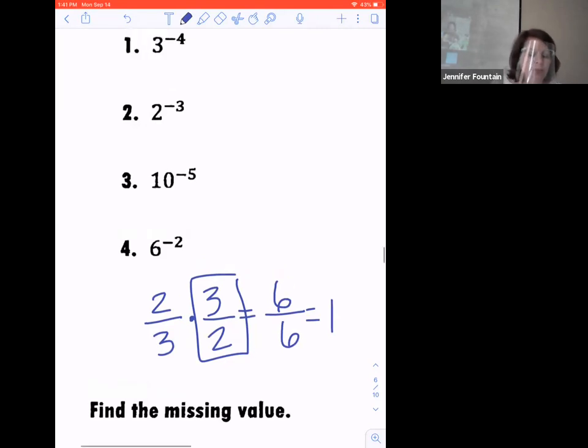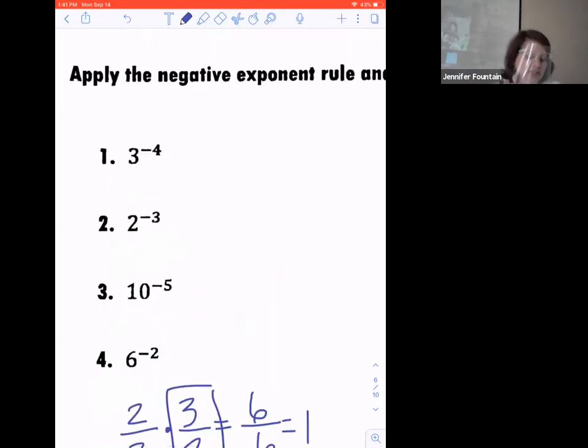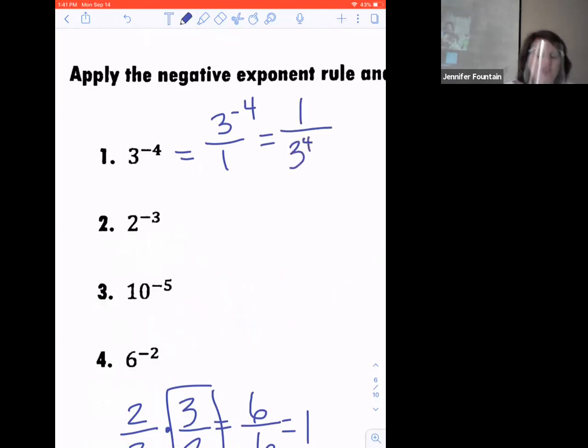So when I have negative exponents, I'm doing the same thing. What I do is make the negative positive. Think about it: 3 is the same as 3/1, right? So this would be like 3 to the negative 4th power over 1. If I flip it, I would have 1 over 3 to the 4th, and my 4 becomes positive. So if I flip it, my exponent becomes positive. So what would I do to 2 to the negative 3rd power? What would that become?